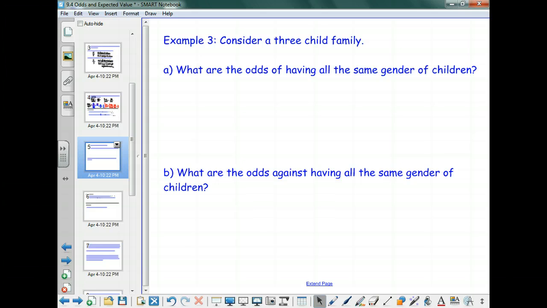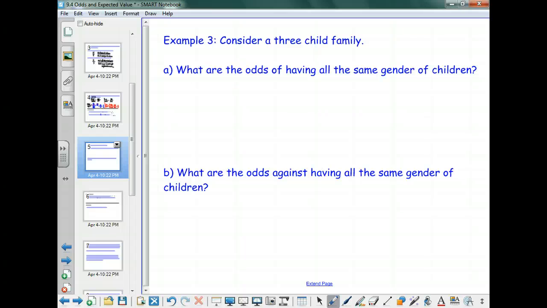And it says, what are the odds of having all of the same gender? So one way to do this is a tree diagram. I'm going to show you another way to think about the problem. Some of you have done contemporary math with me when we did organized lists.